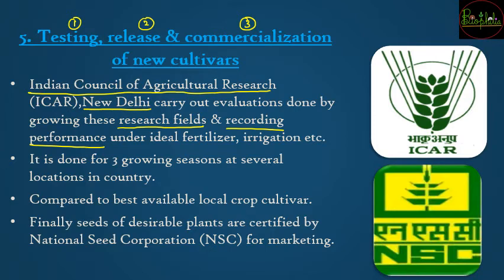So this particular body is going to actually conduct, or test, the particular seeds. And once the testing has been completed for three growing seasons, at several locations, यानी for example North India में, South India में, East and West, all the climatic conditions, soil availability is different. So ऐसे different different जगहों पे जाके testing होगी. And then it will be compared to the best available local crop. यानी जो आप बोल रहे हो कि आपने उसको improve किया है, has it actually been improved compared to the available?